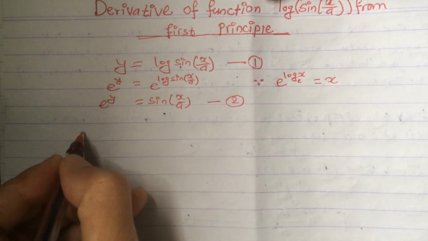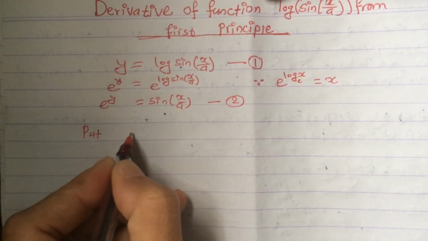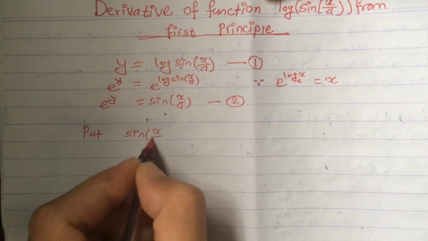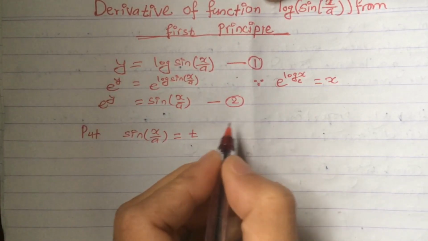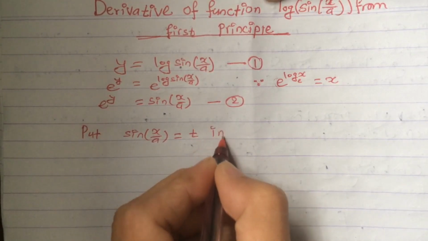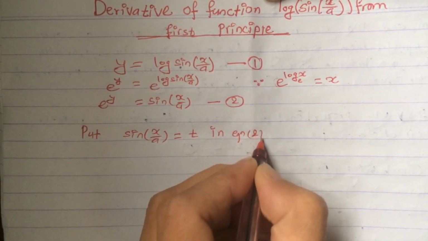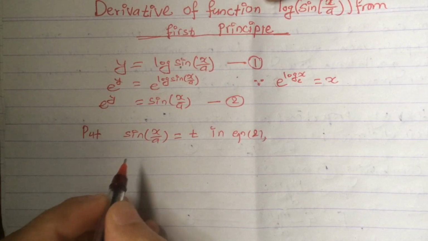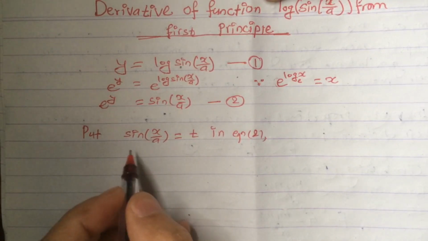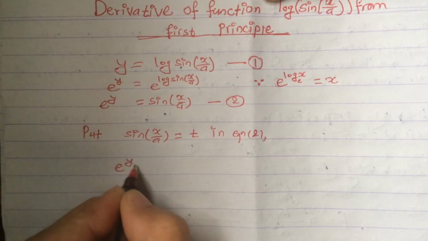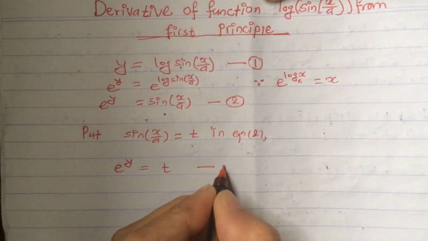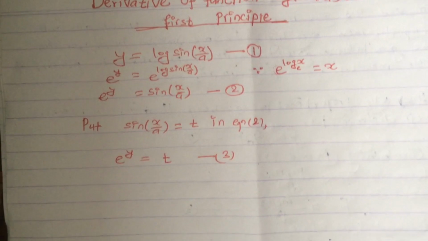Now let's substitute sin(x/a) equal to t in equation 2. After substituting sin(x/a) equal to t in equation 2, we get e^y is equal to t. Let this be equation 3.